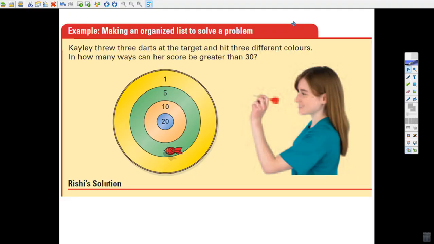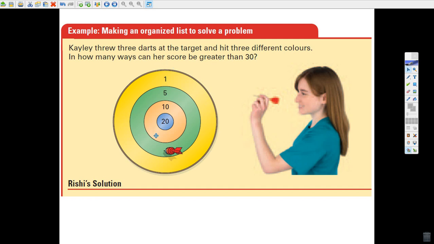Okay, this is a video to help us with this taking it further kind of question. And I like this question because the questions really make you think. Anyways, here's this person. Now she's throwing a dart at a special kind of dartboard. It's got a 20 right in the middle, a 10, then a 5, and then a 1. Every time she throws a dart, she's pretty good, so she always hits the board somewhere. She doesn't hit over here or there. If she always hits the board, the question is, how many ways can her score be greater than 30?